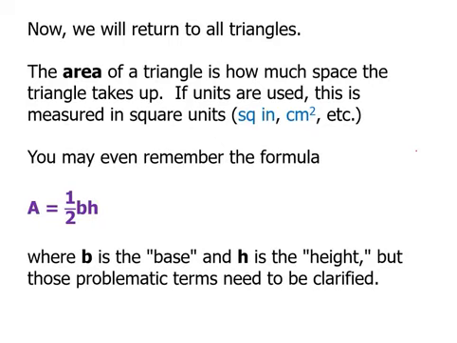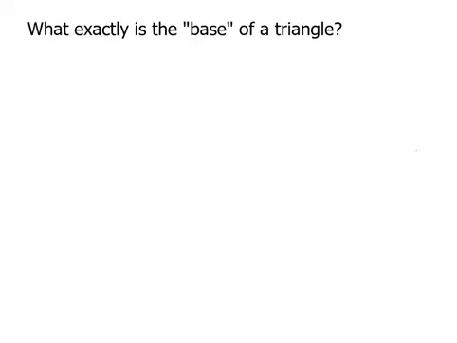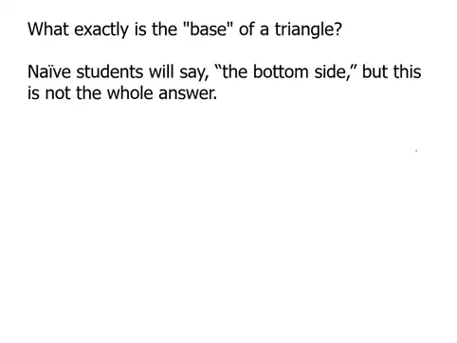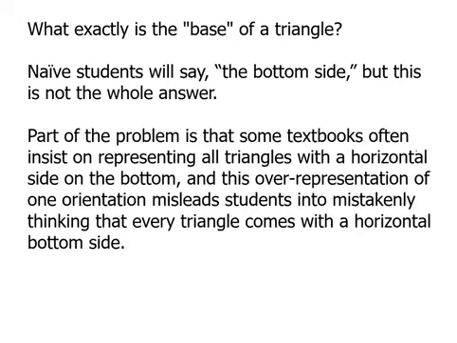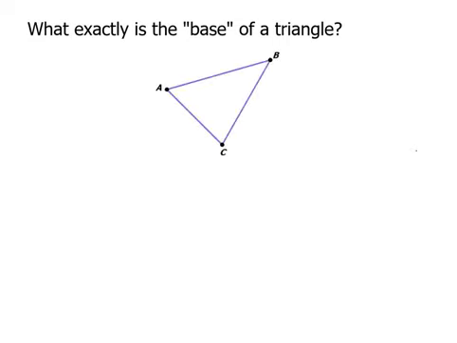But those problematic terms need to be clarified. What exactly is the base of a triangle? Naive students will say the bottom side, but that is not the whole answer. In fact, that's kind of a misleading way to think about it. Part of the problem is that some textbooks often insist on representing every triangle in the world with a horizontal line on the bottom. And this overrepresentation of one orientation misleads students into mistakenly thinking that every triangle automatically comes with a horizontal bottom side. And that's simply not the case.